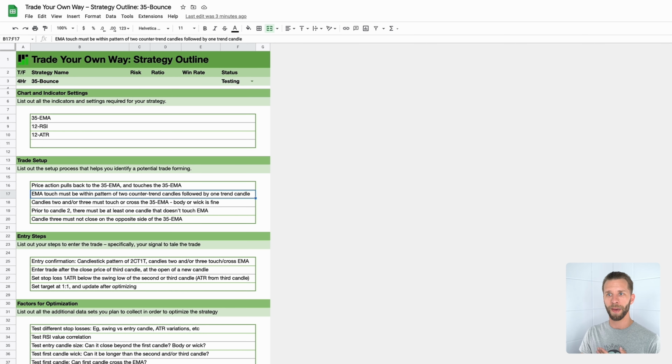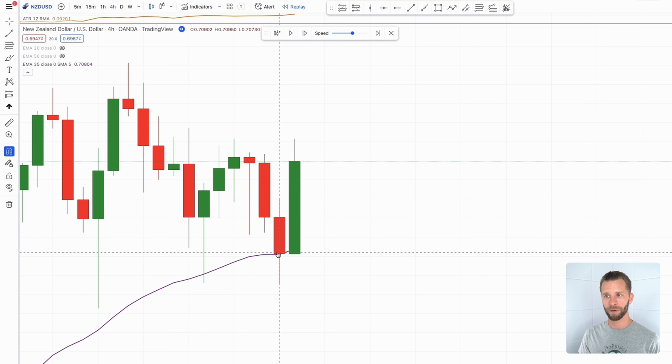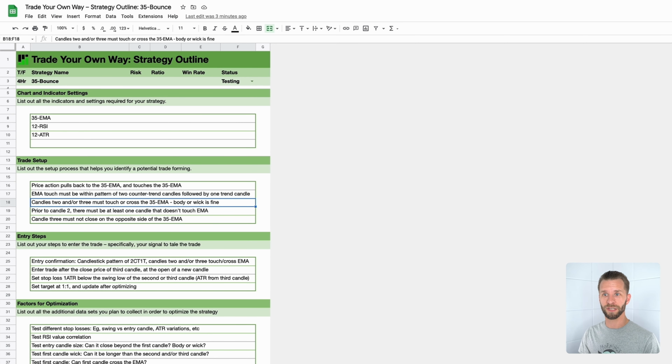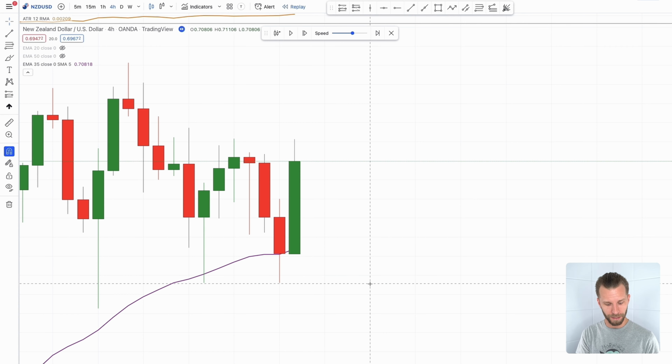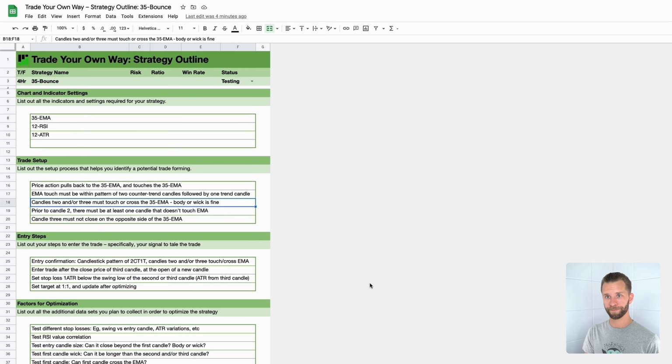EMA touch must be within the pattern of 2 counter trend candles followed by 1 trend candle. There are our 2 counter trend candles and our 1 trend candle, which has the cross in there, so that is actually valid. Point 3, candles 2 and or 3 must touch or cross the 35 EMA. The body or the wick is fine. So here, if we look at this setup, that's been candle 1 here, candle 2, and candle 3. Candles 2 and 3 must interact with the 35 EMA. 2 or 3, or 2 and 3. So here we can see both of them are interacting. So our third point has been met.